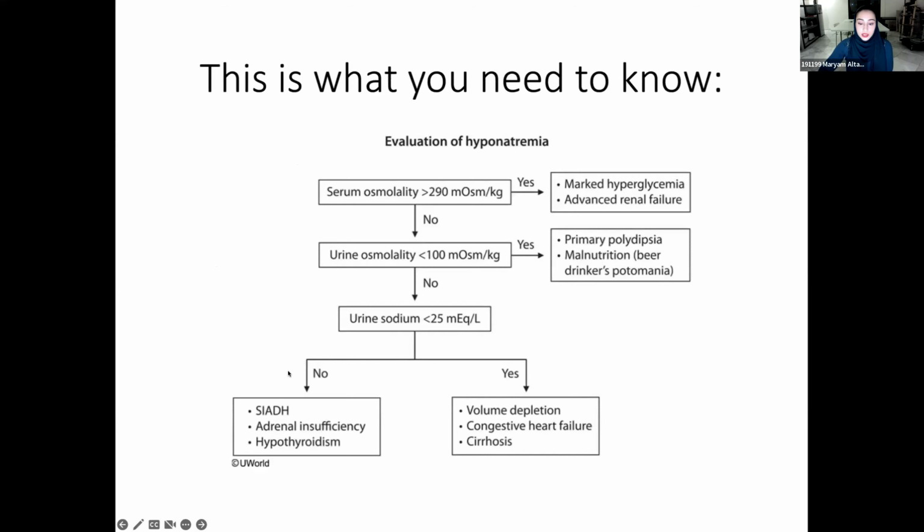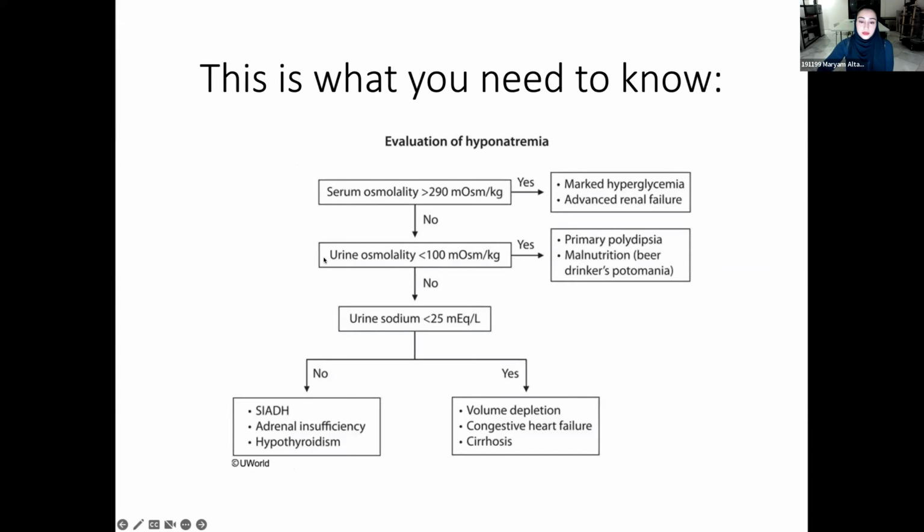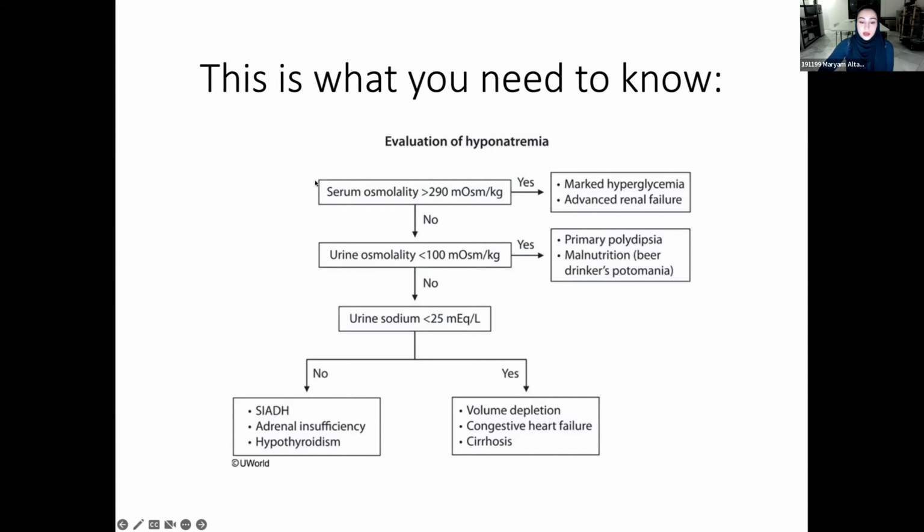Now I'm going to go through this algorithm. I added a lot of tables that I found helpful from New World. So this is what you need to know. Patient has hyponatremia. So you establish that sodium is low. Is your serum osmolality high? If it's high, then you know it's hypertonic hyponatremia. So here you're going to see marked hyperglycemia, so DKA, can also be seen in advanced renal failure, right? Remember we said renal failure is very complex, can give you a lot of different presentations.